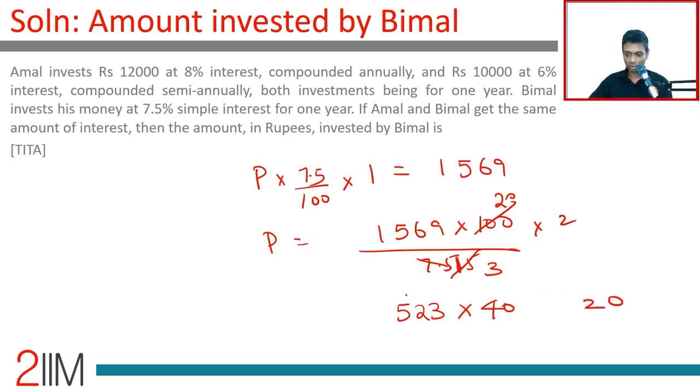4 3s are 12, 2 1. 4 2s are 8, 8 plus 1 9. 4 5s are 20. He should have invested rupees 20,920. Simple brute force formula. When I did the first time around, there was some ambiguity about whether this is 6% for the 6-month period or 6% annual interest. So 3% for 6 months. They seem to have taken the convention as if it is stated without the adjective, it is the annual interest. So 6% interest, that means 6% per annum interest.